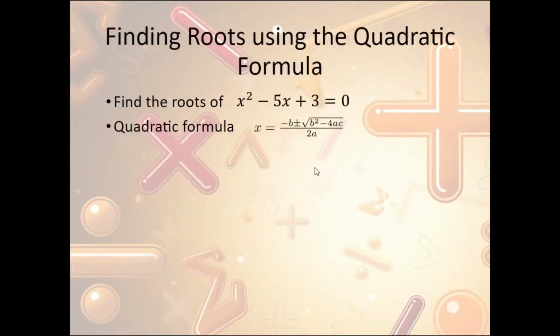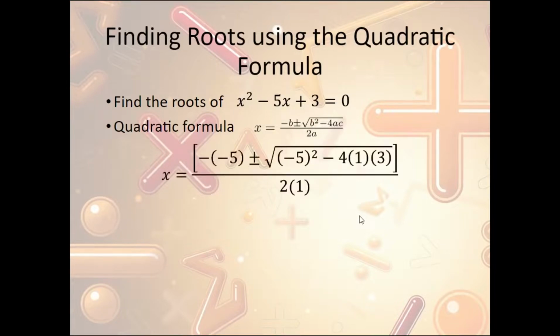Okay, so let's take a look here. We're given x squared minus 5x plus 3 is equal to 0, and we're asked to use the quadratic formula. So we're going to plug in. Negative b, so that becomes negative 5, which is positive 5, plus or minus the square root of negative 5 squared minus 4 times a, which is 1, times c, which is 3, over 2 times a, which is 1. And we end up with this. So all I did was plug into the formula.